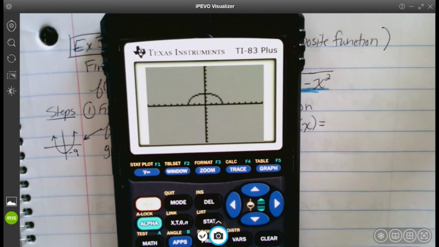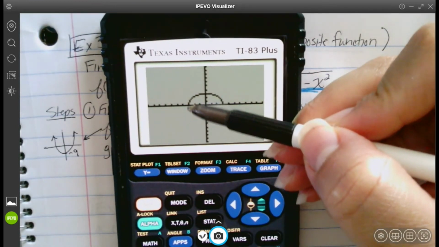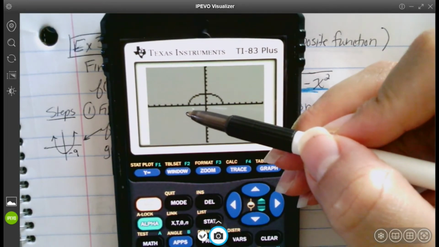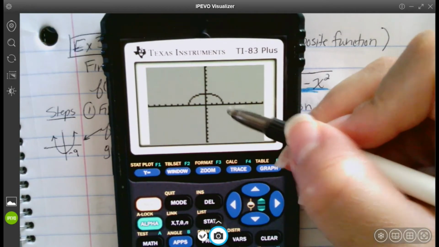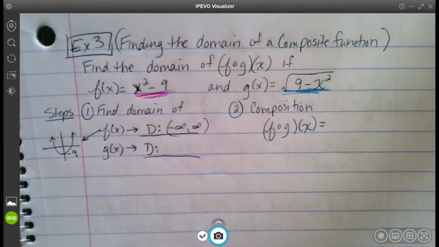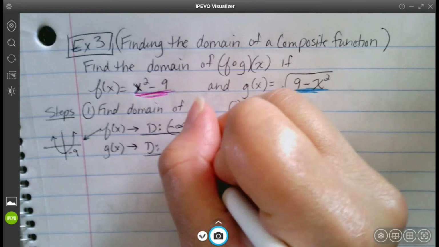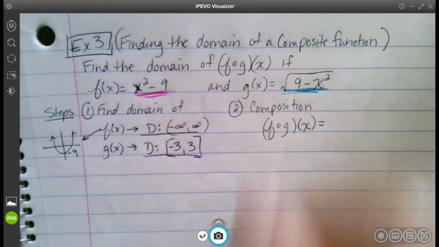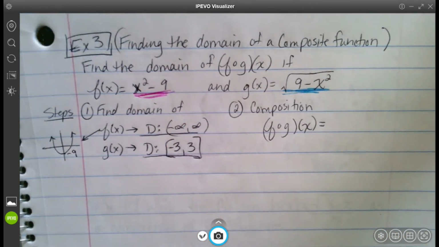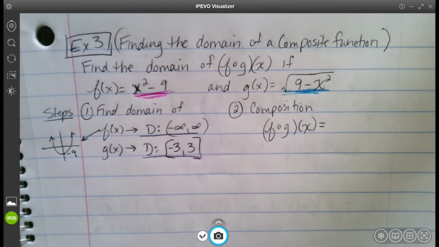So we saw on the table that it stops here on -3, but there is a value there. It's -3, 0, and this value is 3, 0. So my domain for g of x is going to be between -3 and 3. Okay, so we're just going to hold on to that information for a bit. Okay, you'll see why in just a minute or so.